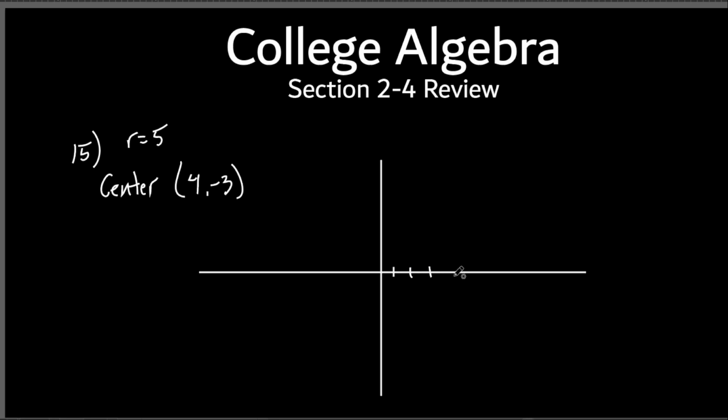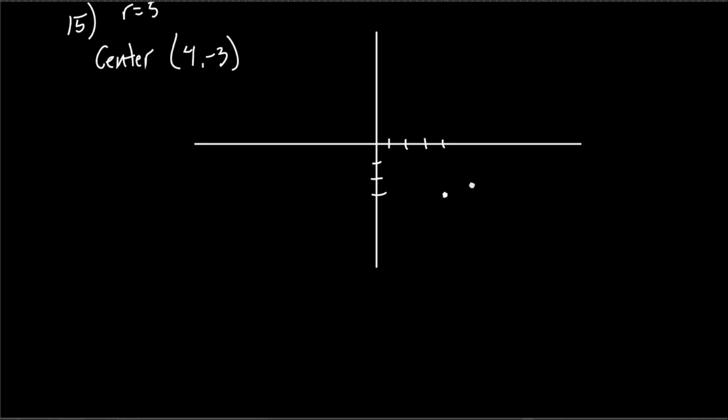1, 2, 3, 4. Okay, and -3. 1, 2, 3. So there's the center of the circle. Okay, so that's where the center of the circle is. Okay, I can't describe it any better than that. So let's pull this up a little bit. And then the radius, let's do this in a different color. The radius of the circle is 5.